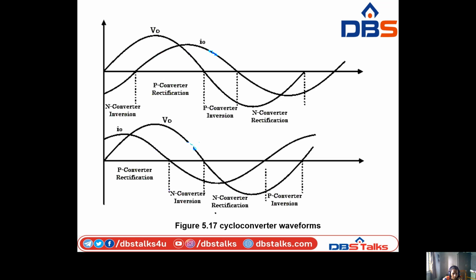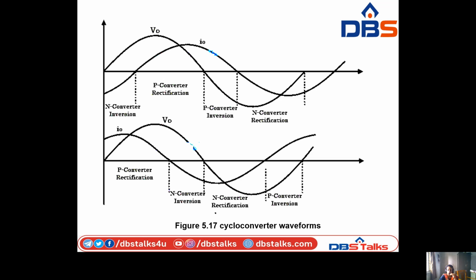These are V naught, the output voltage, and I naught, the output current. The output obtained will be sinusoidal. At the start, the output voltage goes from 0 to pi. In this period the P converter will act in rectification mode. The P converter acts as the positive converter, and it operates in rectification mode.